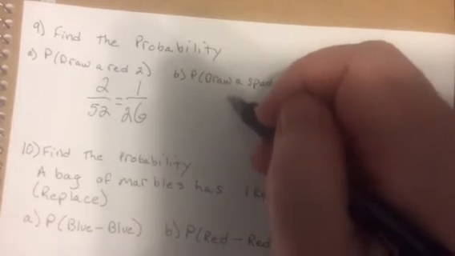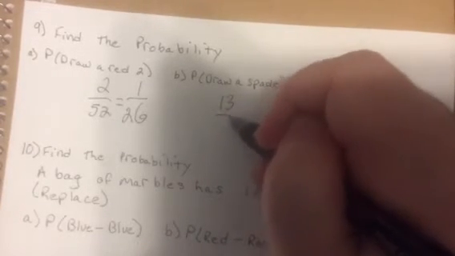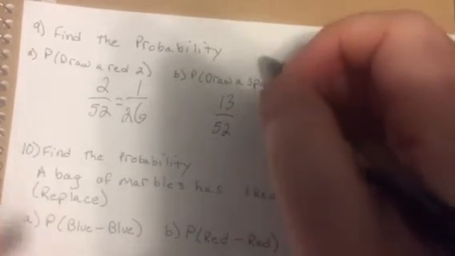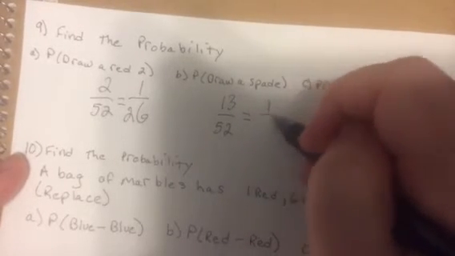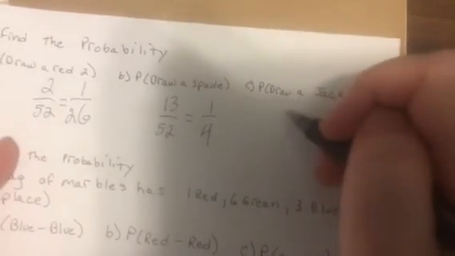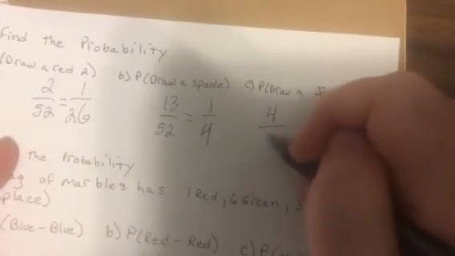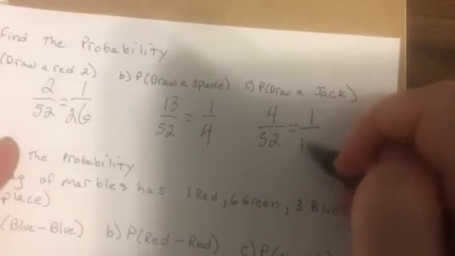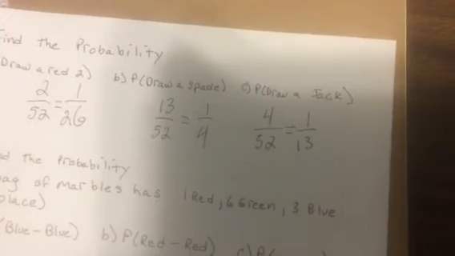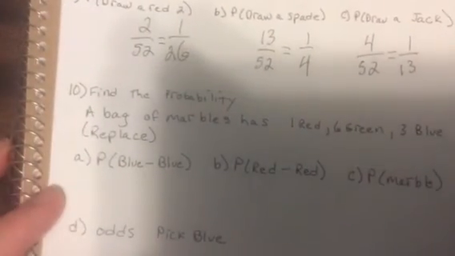Draw a spade. There are two ways to do this. 13 out of 52 cards are spades, or 1 suit out of 4 suits are spades. Jack: there are 4 jacks out of 52 cards, or 1 jack out of every 13 cards in a single suit. Now, second, number 10.